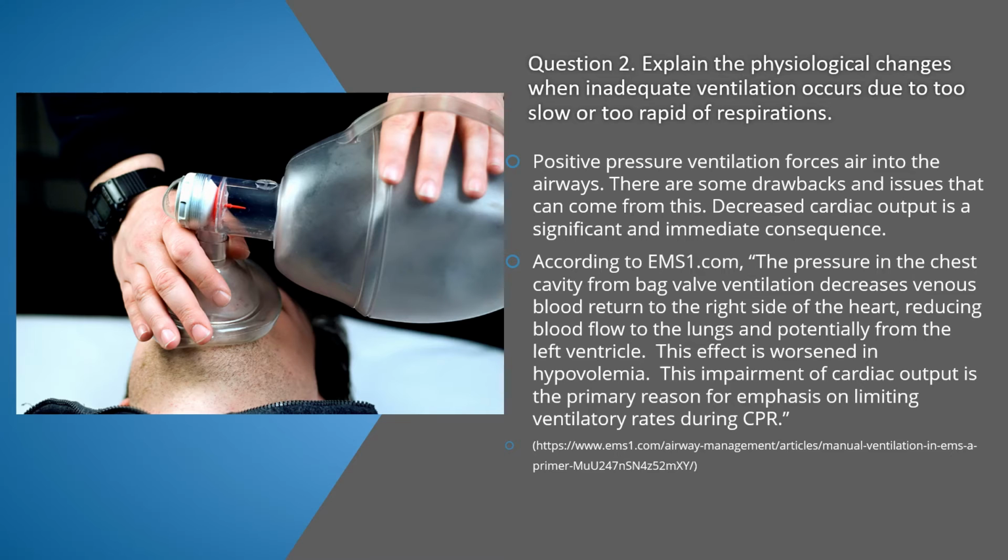So what they have here, they wrote, the pressure in the chest cavity from bag valve ventilation decreases venous blood return to the right side of the heart, reducing blood flow to the lungs and potentially from the left ventricle. This effect is worsened in hypovolemia. This impairment of cardiac output is the primary reason for emphasis on limiting ventilatory rates during CPR. So I went ahead and just quoted that website down there at the bottom.